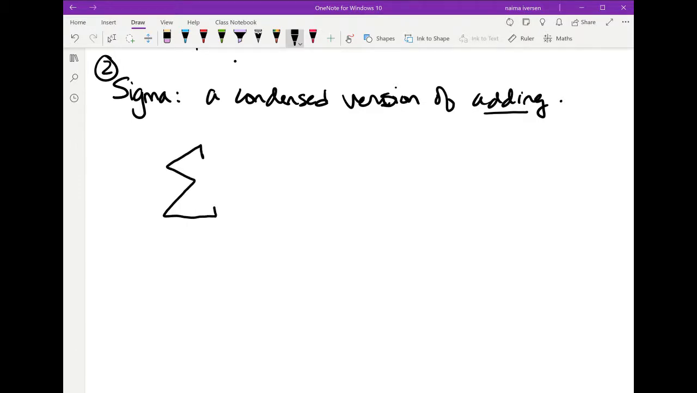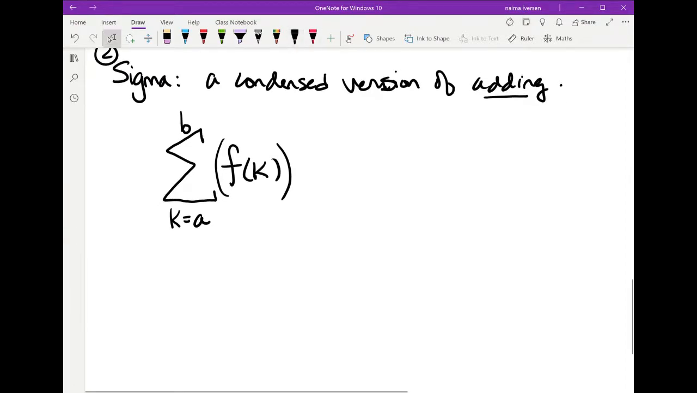This is a capital Greek letter S, sorry. And we usually start talking about it from k equals a to b of some function in terms of k. So sometimes there's a bracket around it or sometimes not, but the sigma doesn't exist without its little function. So f of k is a function that determines the pattern.